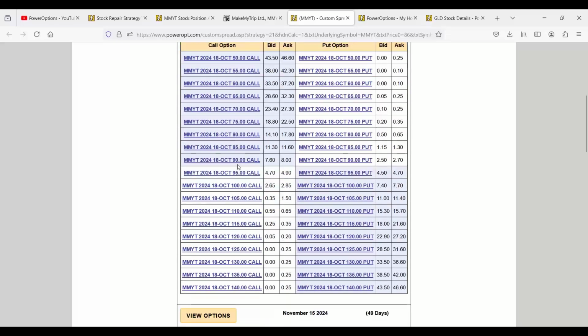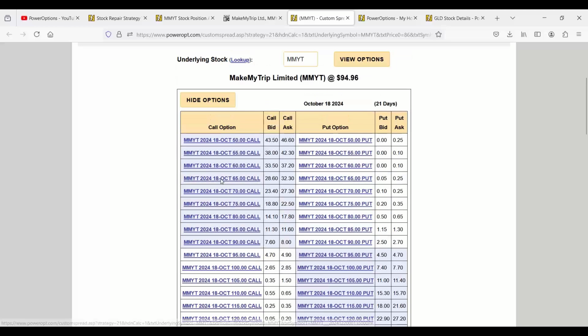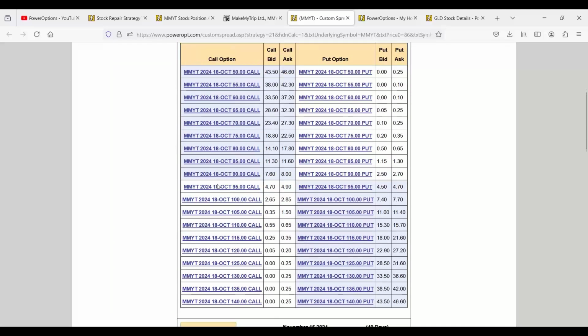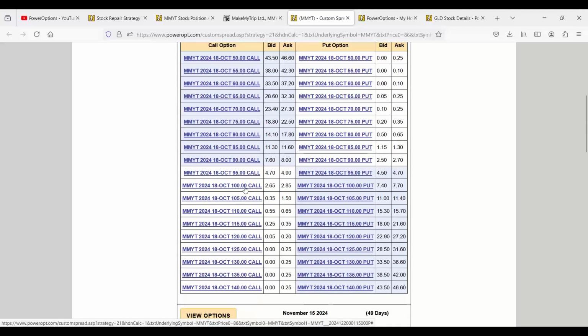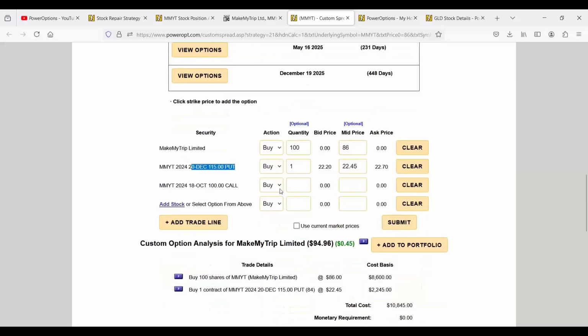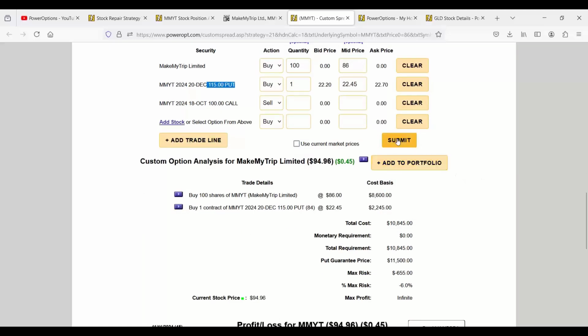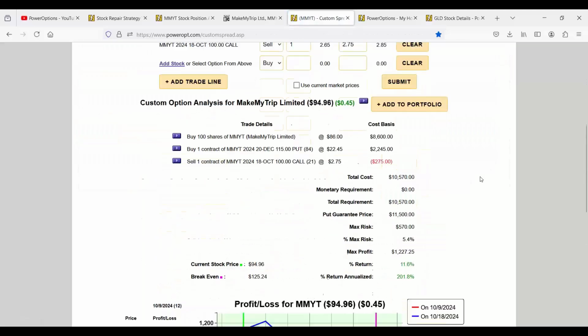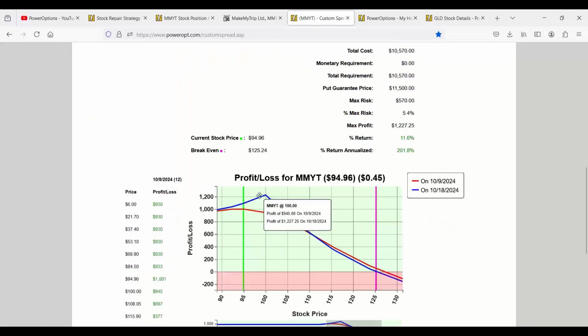But yeah, maybe I don't think MMYT in the next 21 days is going to break 105 or maybe 100. So let's go ahead and go with the 100. I think it's going to move back up, but I think it's going to be stable. I own the stock. I've got the put position, guaranteed profit. Well, now naturally I'm going to limit my upside, but if the stock continues to fall, I've got a guaranteed profit of 11.6%.